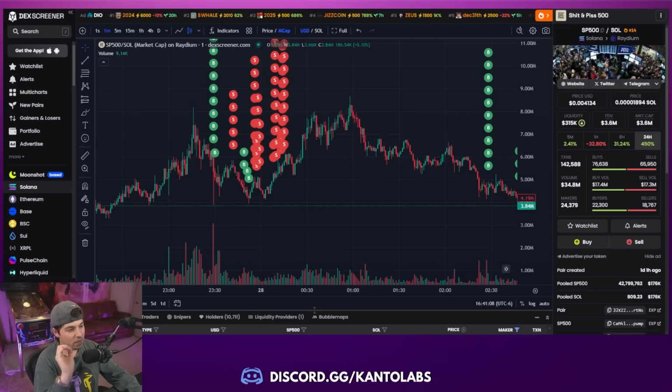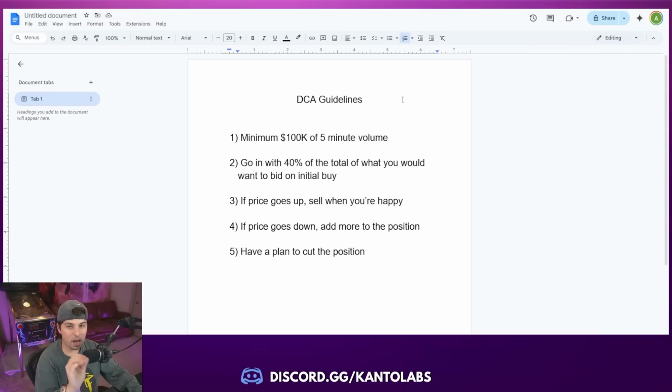So I followed these DCA guidelines. At the time, this coin had $100,000 of 5-minute volume. In this situation, I went in with like 60% of what I would have wanted to buy, but I only did that because the coin did dump really hard. What I would normally do is go in with 40% of the total of what I'd be willing to bid on a certain coin with my initial buy. If the price went up, I would sell and take my profit. But if the price goes down, I would add more to the position.